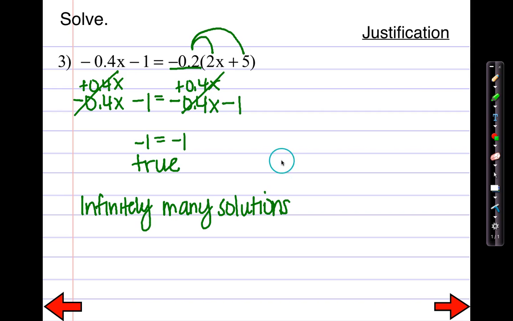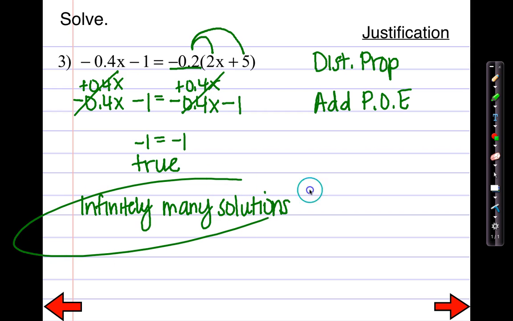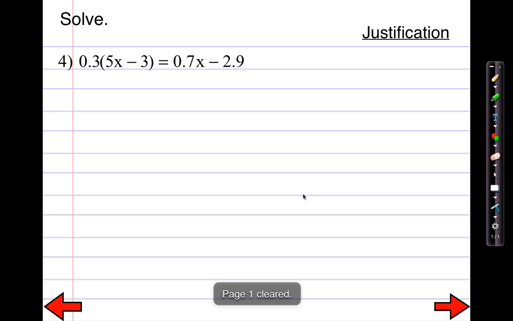Okay, but now let's backtrack and justify every single step that we did. The first thing I did was distribute, so I was utilizing the distributive property. The second step, I added 4/10 x to both sides, so once again I was using the addition property of equality. So there's my justification, and most importantly, there is my answer. Okay, so like I promised, go ahead and pause the video and try number 4 by yourself.